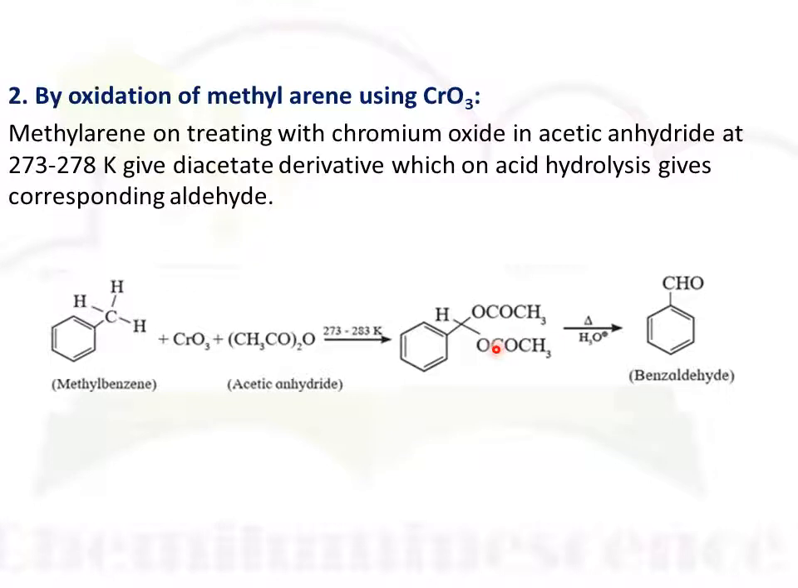There are two acetyl groups or acetate groups, so we call it a diacetate derivative. And this diacetate derivative on further acidic hydrolysis gives benzaldehyde as a product. This is also a reaction similar to the first one, where we use chromyl chloride in carbon disulfide, which is named the Etard reaction, and here the condition is chromium oxide in acetic anhydride, and a similar reaction takes place, that is the methyl group present on the arene or benzene gets converted into a formyl group.